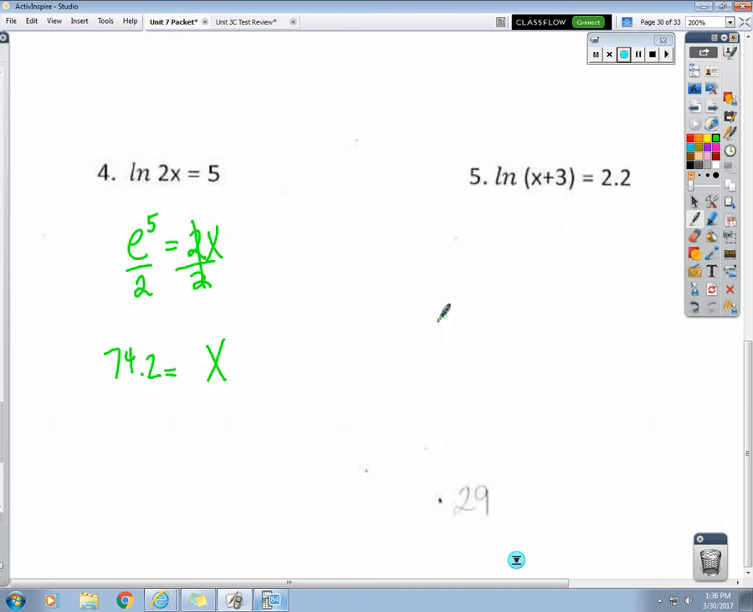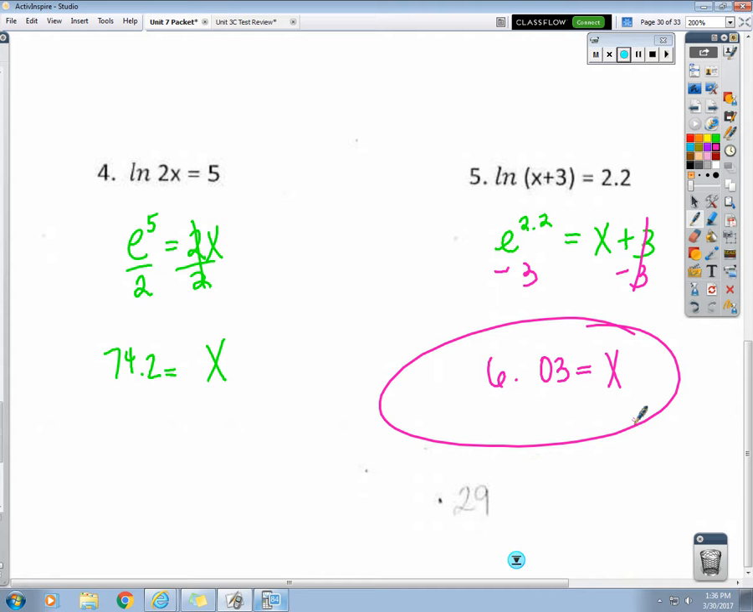Number 5, what form is it in? Okay, but it's natural log, so the base is e to the power equals x plus 3. Now to solve for x, what do I do? And so x equals e to the 2.2 power minus 3. Type that in and tell me what you get. So like 6.03.